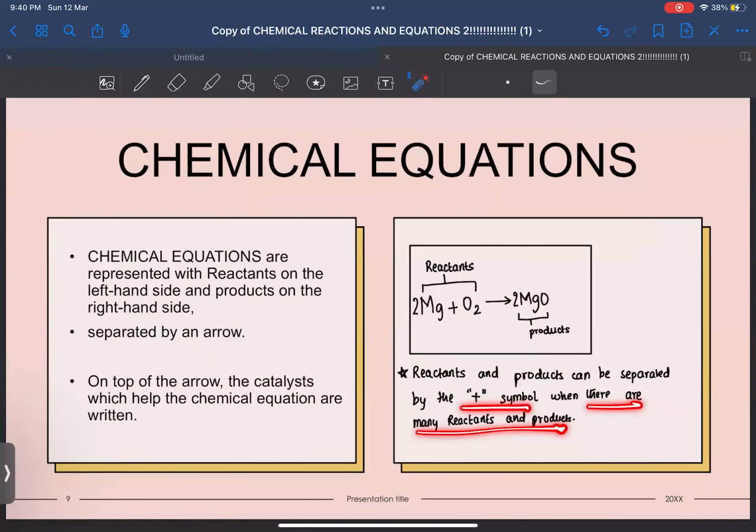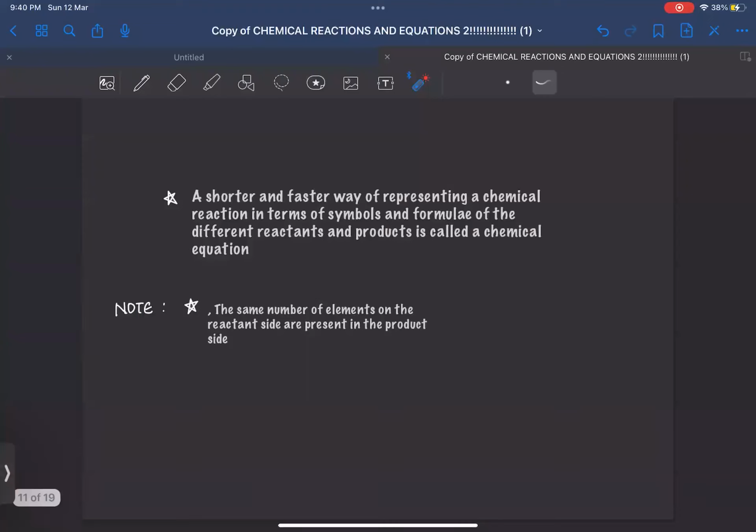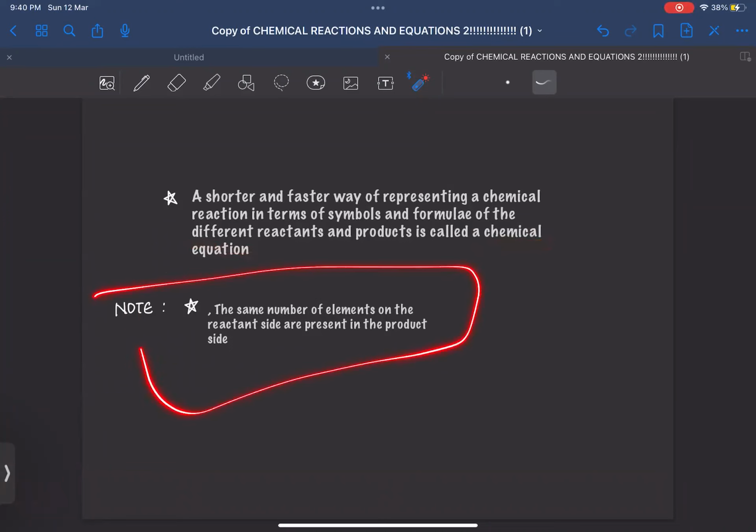This point has already been discussed. So this says what a chemical equation is. A chemical equation is something that represents a chemical reaction in an easier way. Now, this is something that we need to note: the same number of elements on the reactant side are present on the product side.